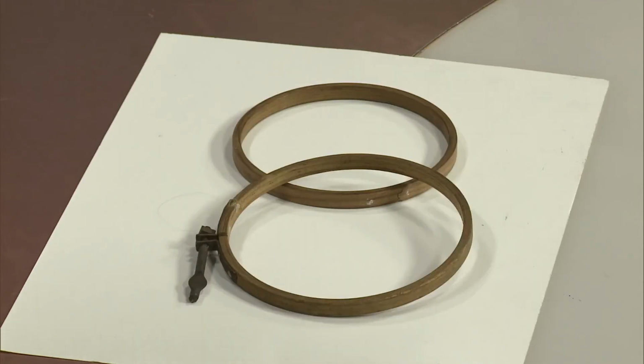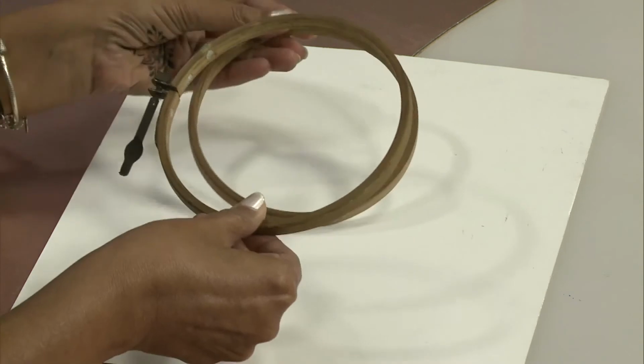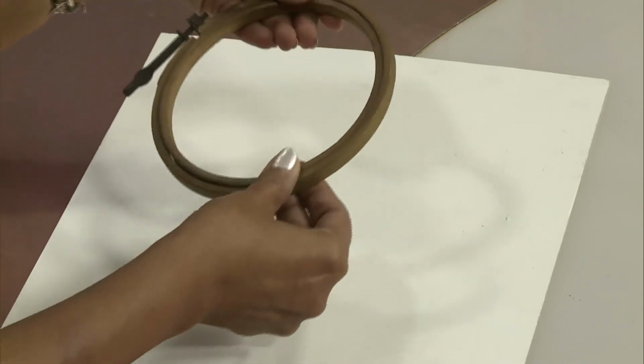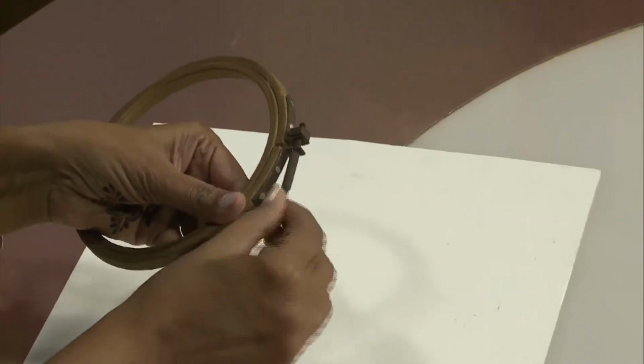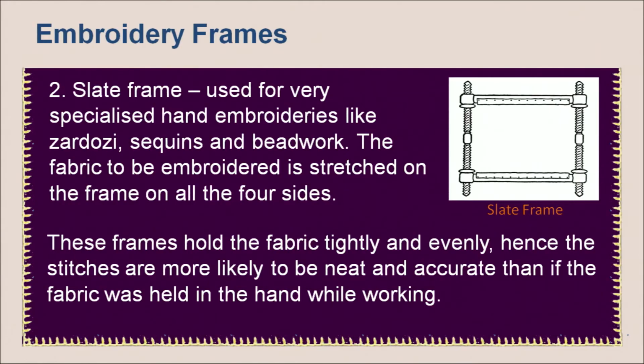Another necessary equipment for embroidery is the embroidery frame, which is again of two types. We have the embroidery hoop and the slate frame. An embroidery hoop is a ring consisting of two parts, as you can see here, an inner hoop and an outer hoop, that has a screw hardware to tighten the hoops together. A slate frame is used for very specialized hand embroideries like zardozi, sequins and beadwork.